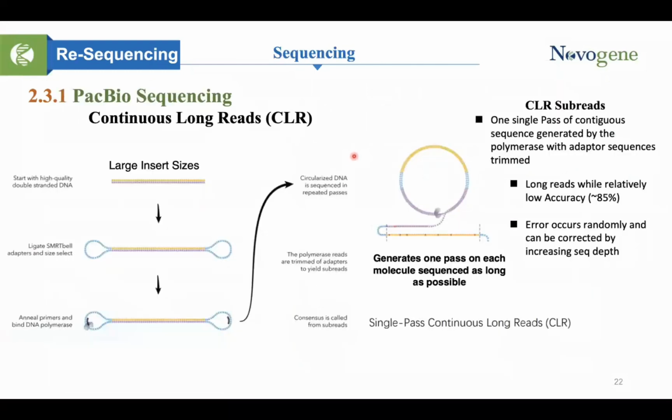The first sequencing mode of PacBio is to generate reads as long as possible, whereby the individual DNA fragments are only read once, so-called continuous long reads, CLR for short. This method is particularly suitable to detect structural variants, and the accuracy is about 85%, while the errors happen randomly and could be corrected by increasing sequencing depth.